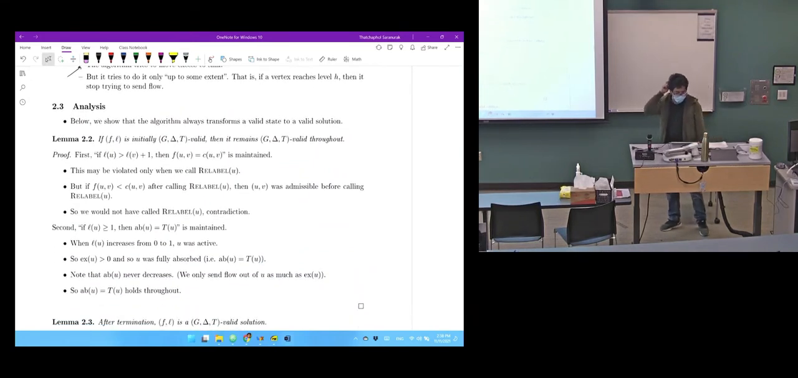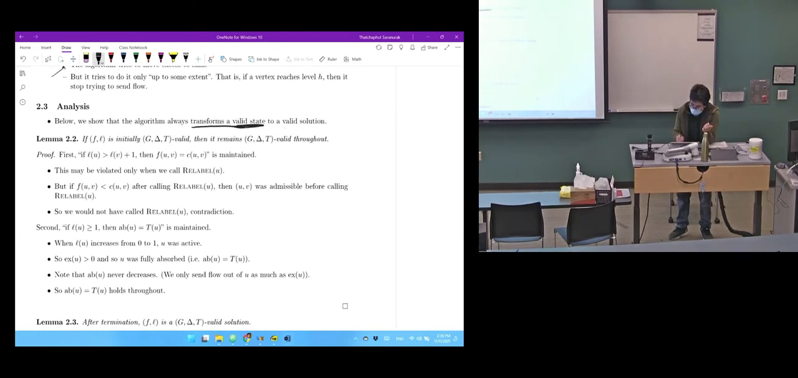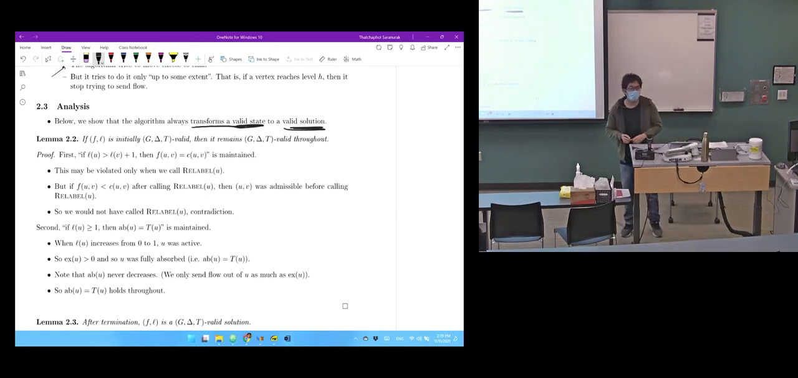So now let's analyze it. What we will show is that the algorithm will always transfer a valid state to a valid solution. What is H here? How is H chosen? H is a parameter that you can choose. It depends on the application. Sometimes you set H to be like n plus 1. Sometimes you set it to be 1 over 5.